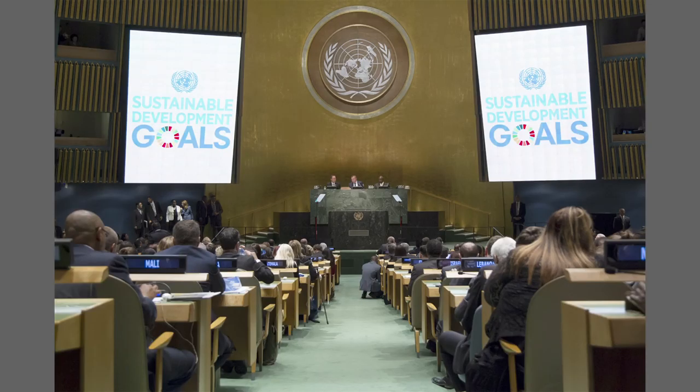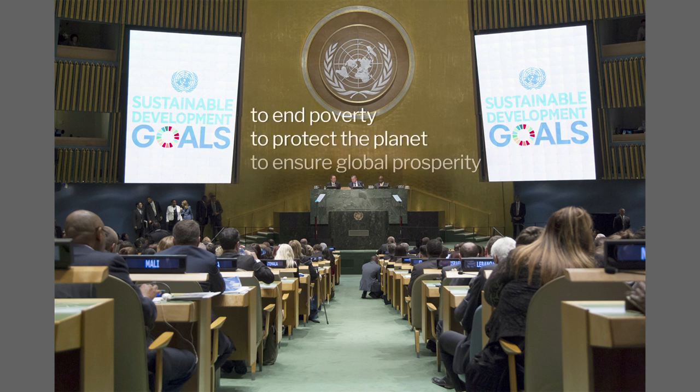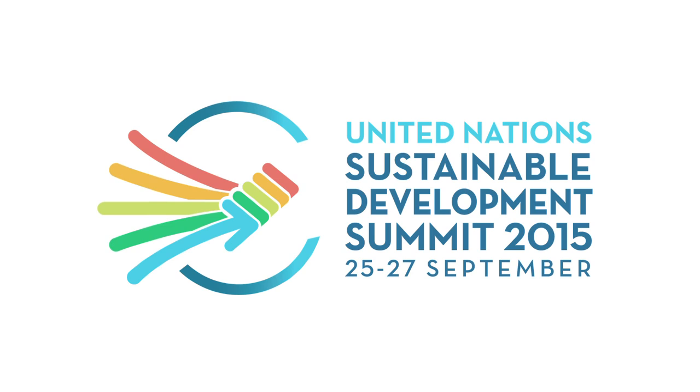So what happened at the United Nations? Well, in September 2015, almost 200 countries met at the United Nations and adopted a set of goals to end poverty, to protect the planet and to ensure prosperity at a global scale. Around the world, there was a demand for leadership on poverty, inequality and on climate change. So in order to turn these demands into actions, world leaders adopted an agenda for sustainable development.